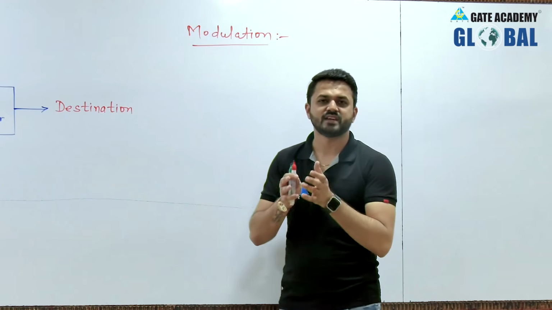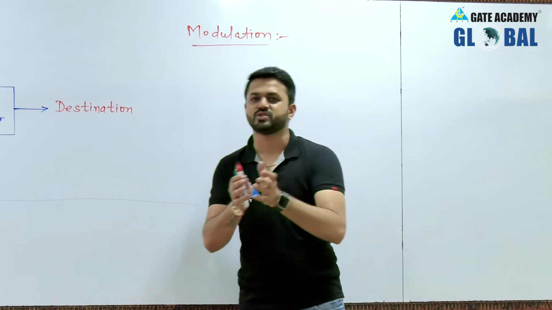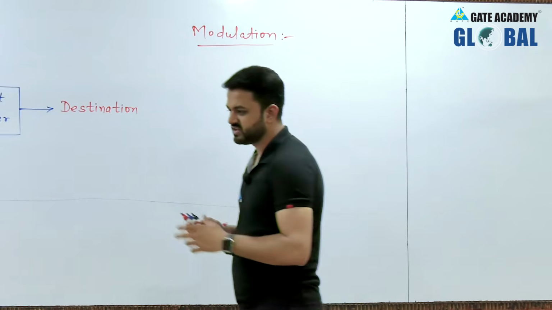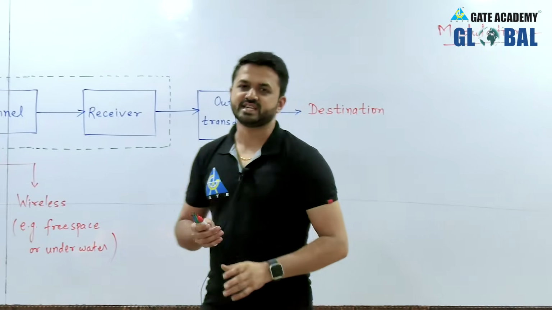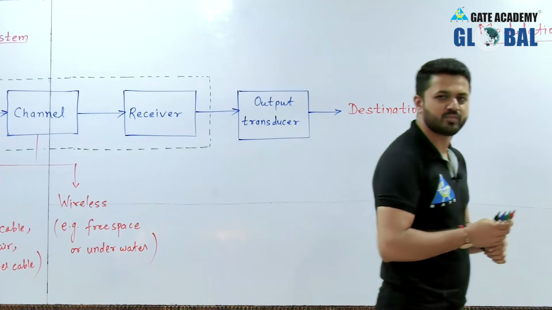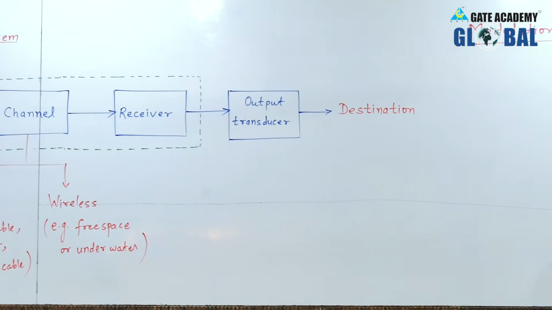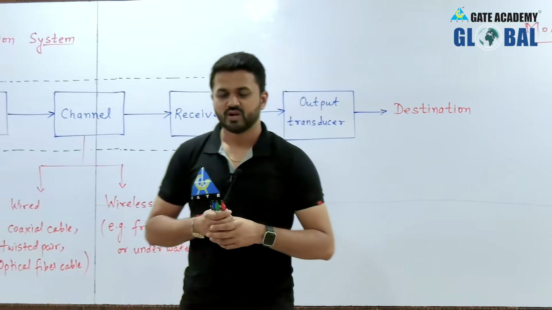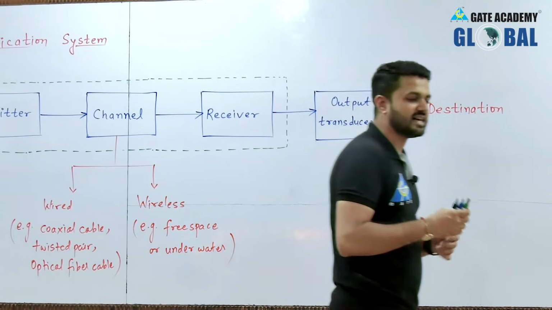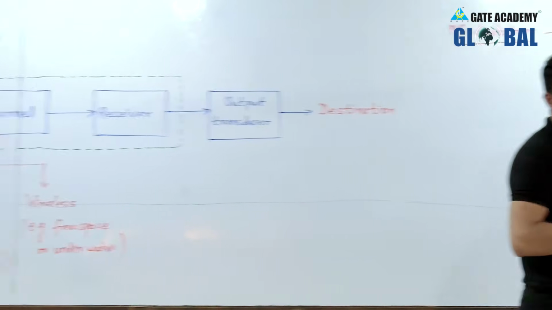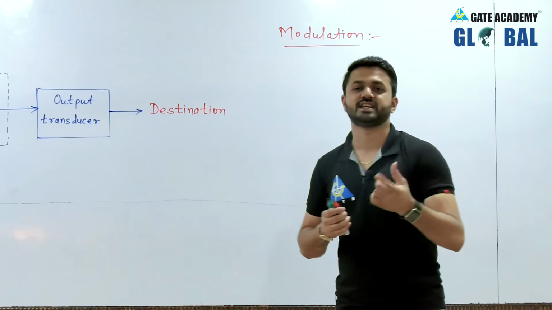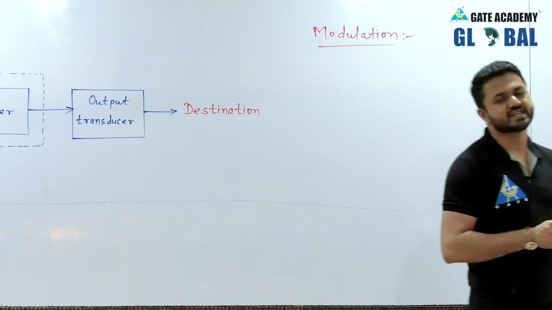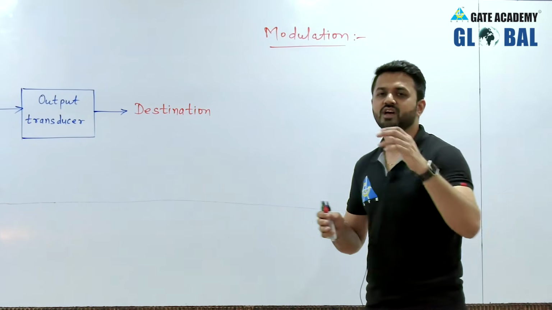So modulation means it does modulation to the actual signal. So what is modulation? There are two definitions for modulation. The first definition is: modulation is the process in which a low frequency signal is translated into a high frequency signal.